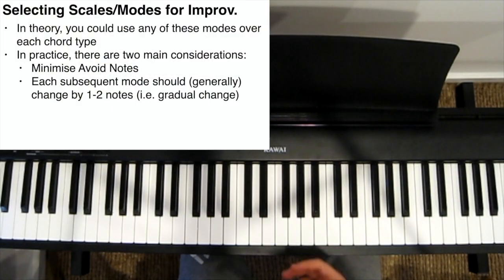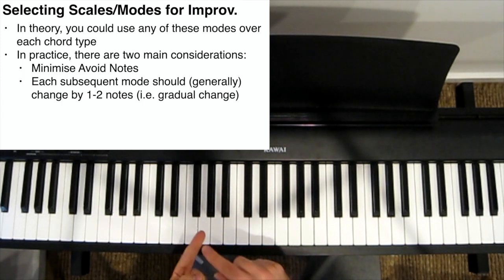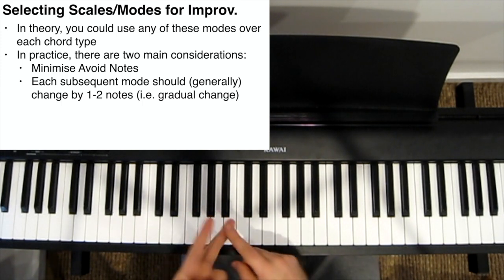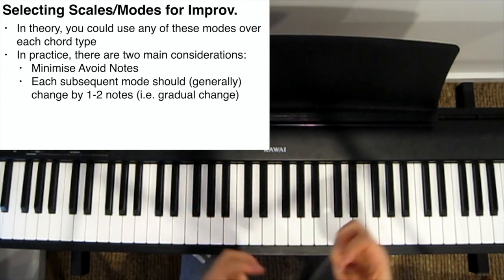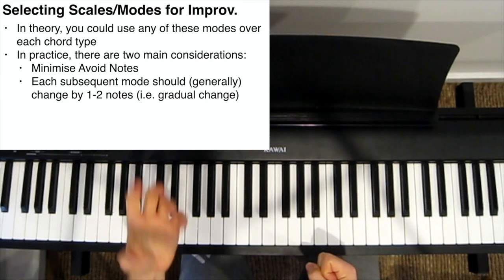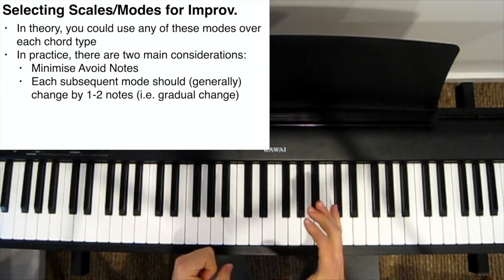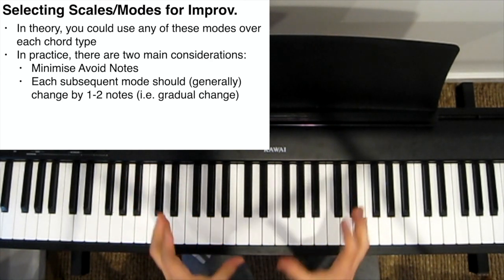But in practice, I have 2 main considerations. 1, I want to minimize the number of avoid notes in the scale. And 2, I want to introduce a small change each time I play a new mode. So when I move from one mode to the next, I only want 1 or 2 notes to change.